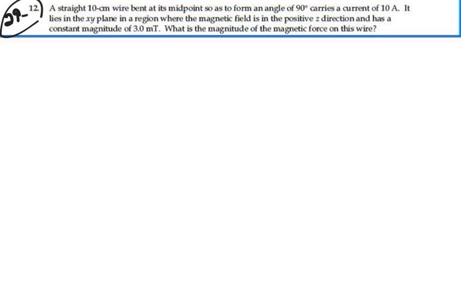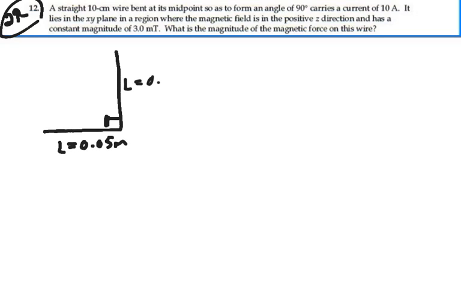It doesn't really say how the wire is oriented, it just says it's at a 90-degree angle, bent at its midsection. It's not going to matter how it's oriented as far as the magnitude of this force. So let's just assume it's going like this. And if it's bent in the middle, then each section is going to be 5 centimeters. So L on each side is going to be 0.05 meters. And same thing over here.